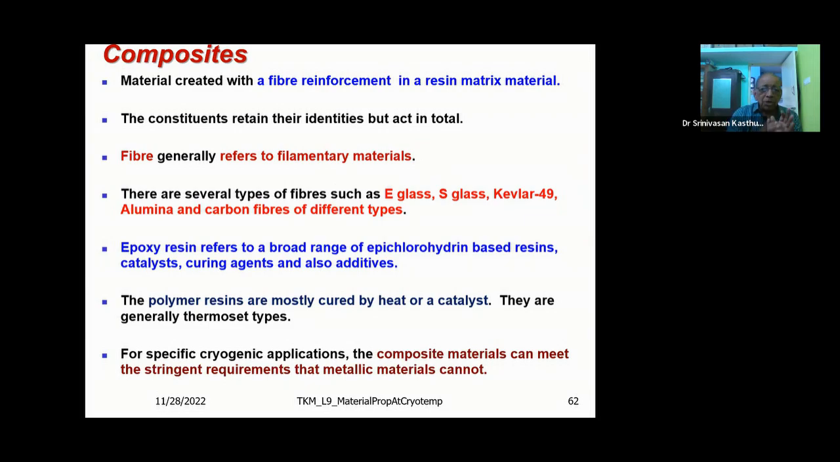Now I am coming to the composites which are useful in cryogenics. It is a material which is created with a fiber element in a resin matrix material. So what is a composite? You have two elements. One is the fiber, another is a resin, and the fiber is reinforced in the resin. Such a thing is called a composite. The constituents retain their identities, but they act in total. What are the fibers? Fibers are generally filamentary materials, like E-glass, S-glass, Kevlar, alumina fibers, and carbon fibers of different types. These are generally used.